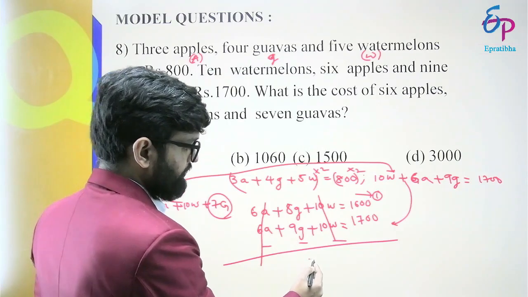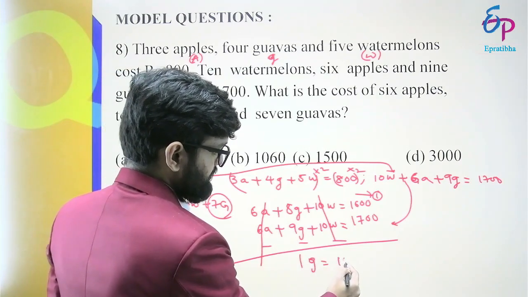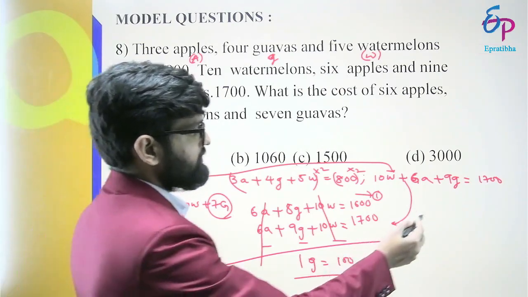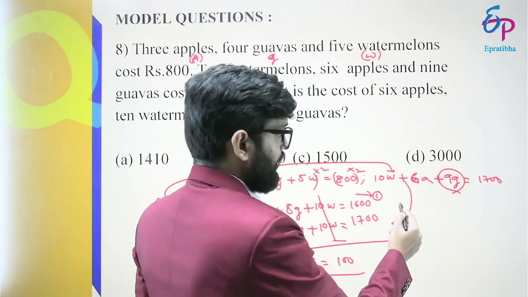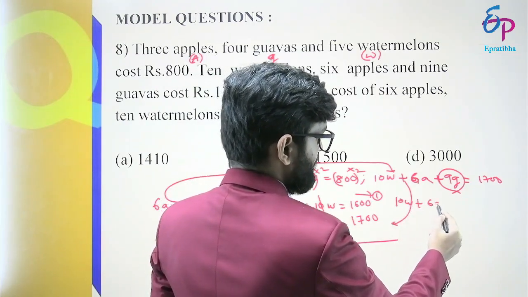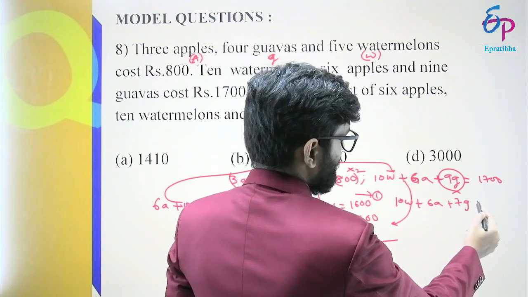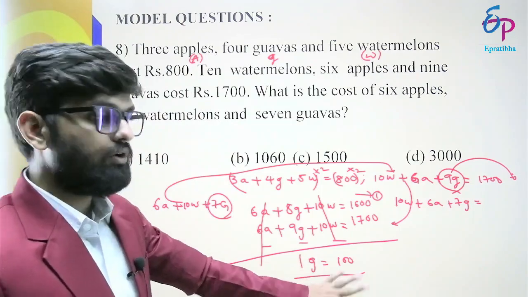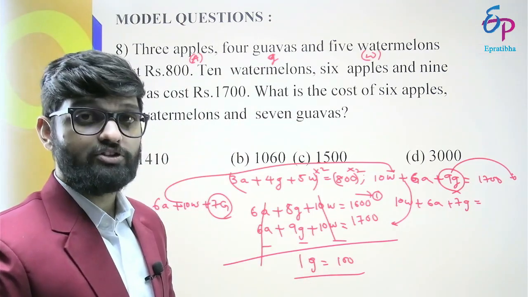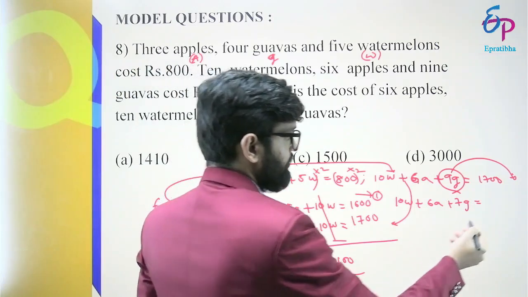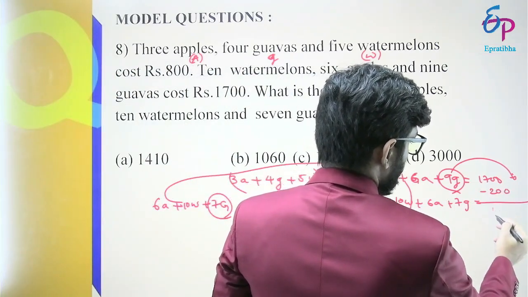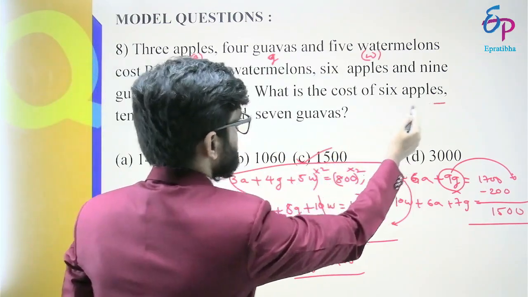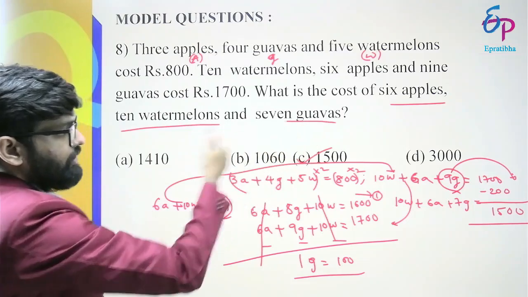That means 9 gua minus 8 gua, it is 1 gua. 1 gua cost is 100 rupees. That means if you see how many guas are there here, 9 guas are there. We want 10 watermelon only, 6 apples only, but we want 7 guas, not 9. That means I have to subtract the cost of 2 guas. 1 gua cost is 100, so 2 guas cost will be 200 rupees. You just simply minus 200, it will be 1500 rupees.